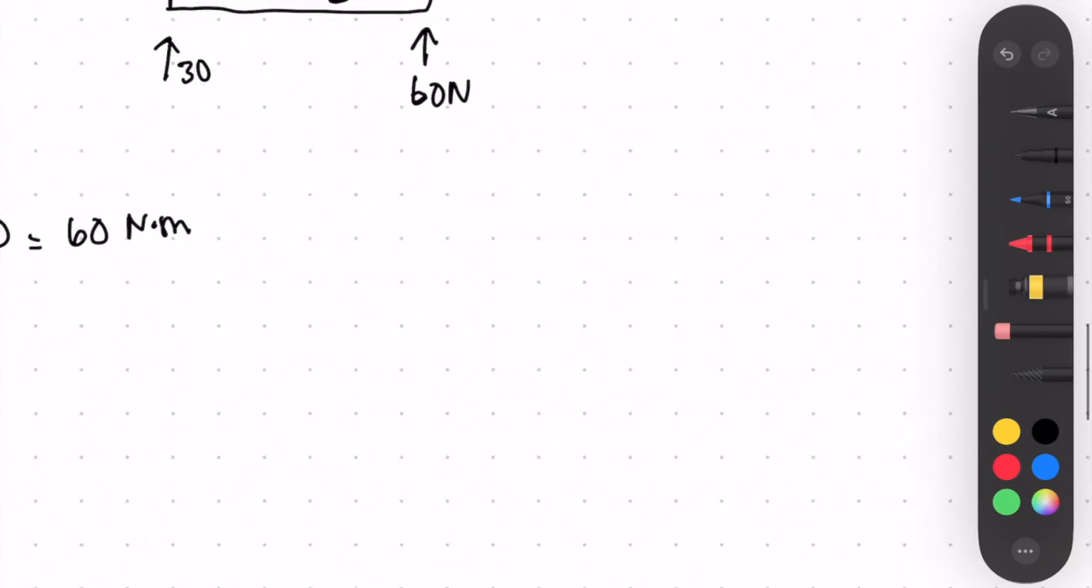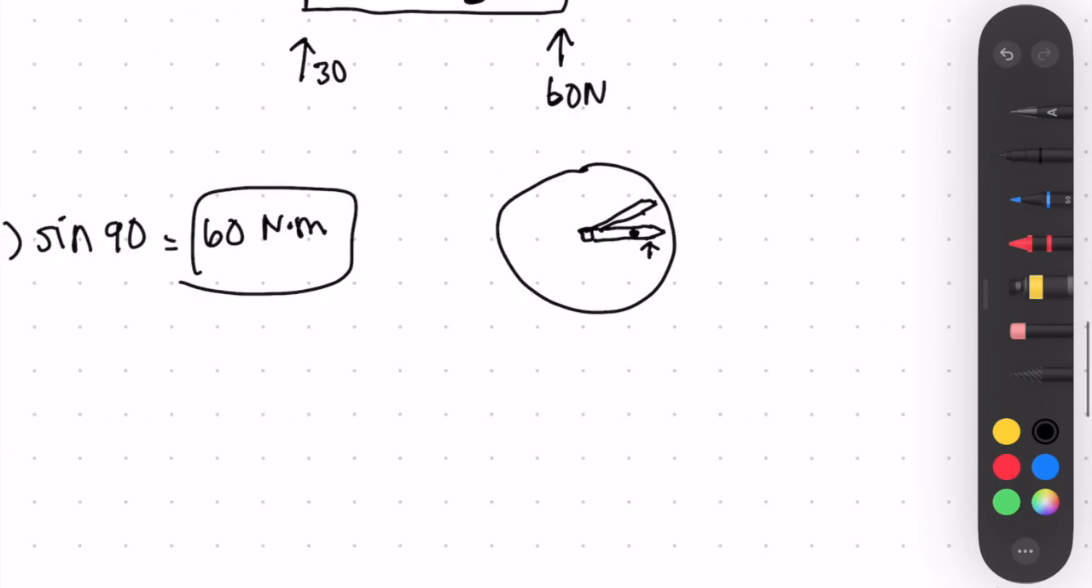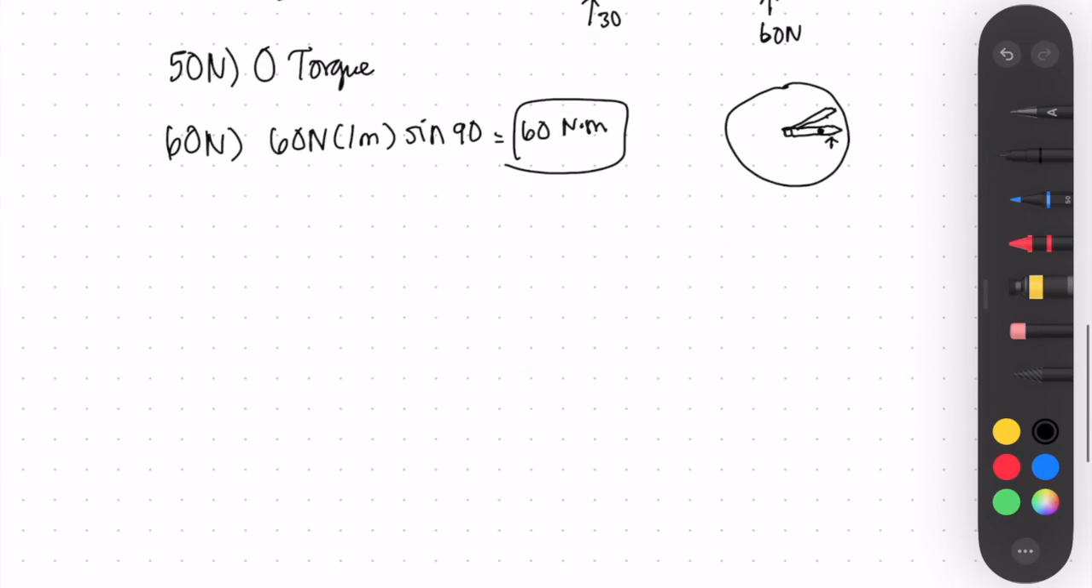So let me draw that out here real quick. Here's your pencil, here's a little eraser. If this is my pivot point right here and I push upwards like this, I notice that the pencil gets pushed up and to the left, and that's kind of going back in time. That's counterclockwise. So we would label this as a positive torque. So positive 60.